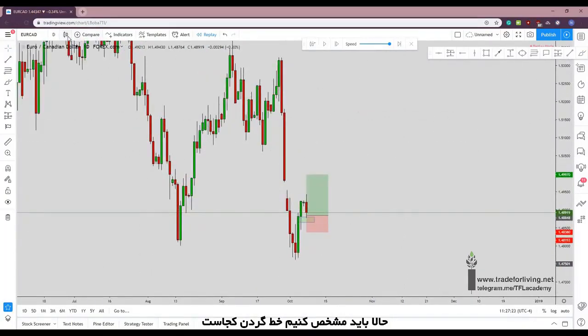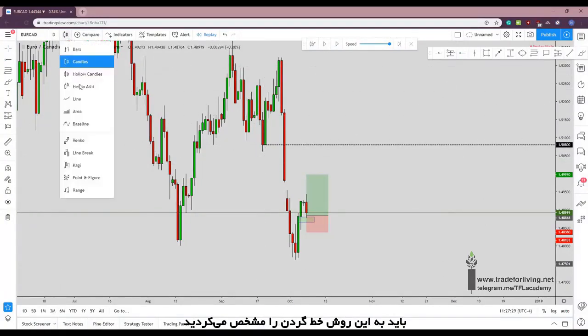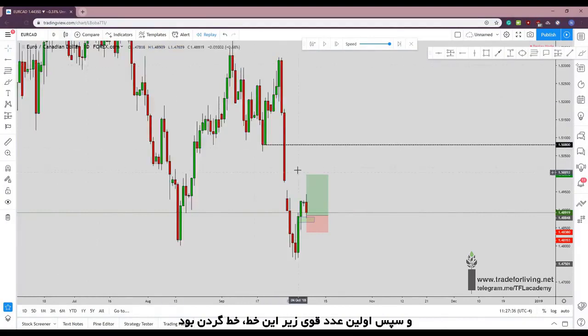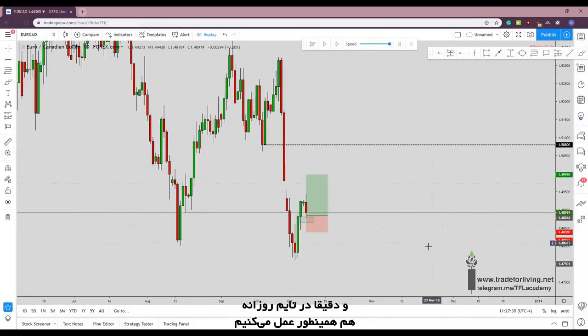So now we need to determine where the neckline is. In the case of the weekly M and W formations, if you remember, we would have put our neckline this way, and then we would have taken the first strong number below. And that is exactly the same way in which you're supposed to do it on the daily time frame.